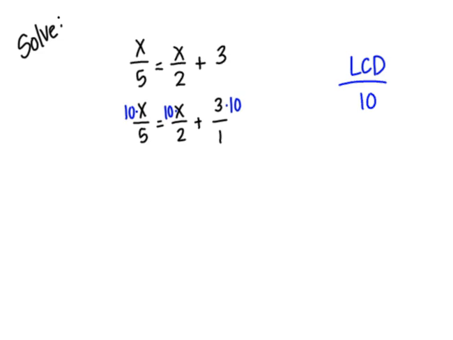My first fraction is 10x divided by 5. I know that 5 goes into 10 two times, so when I reduce that down, that just leaves me with a 2x. My next fraction is 10 times x divided by 2. Well, 2 goes into 10 5 times, so 5 times x would be what's left. In the last one, 3 times 10, nothing cancels out, so that just leaves you with 30.